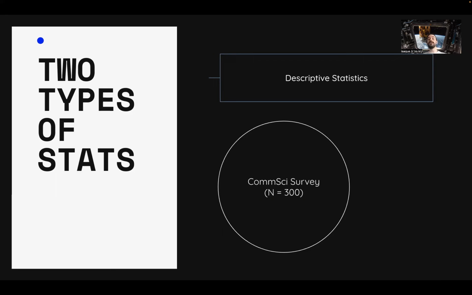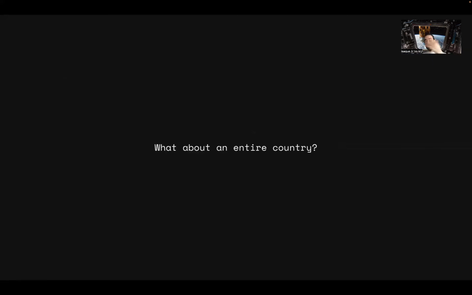So for example, if you want to find out the average height of people within the communication science course at UVA, well, we have around 300 students, so we can go and ask all 300 students, hey, what's your height? One by one. Then we add up all these heights, we divide that by 300, or the total amount of participants, and then we have a precise, exact average of what the average height for communication science students is, right? Let's say 173 centimeters. Cool. What about an entire country, though?